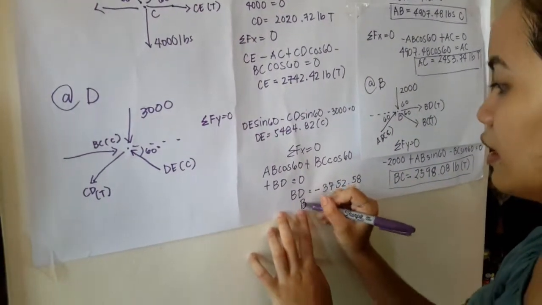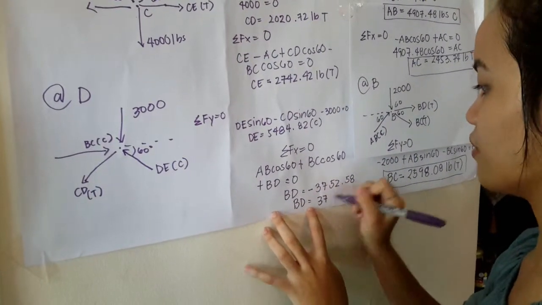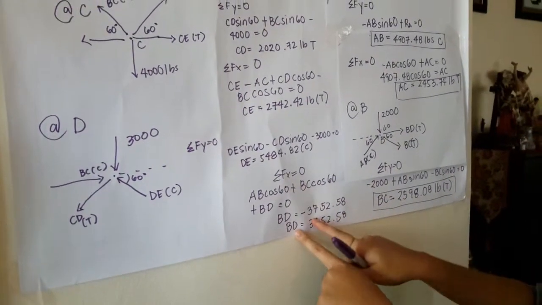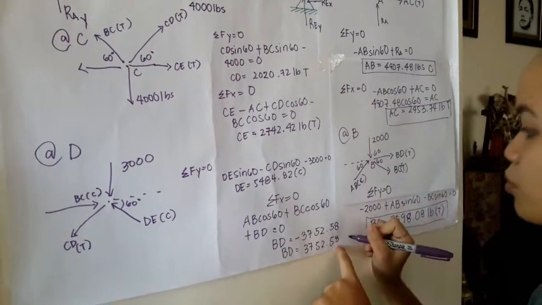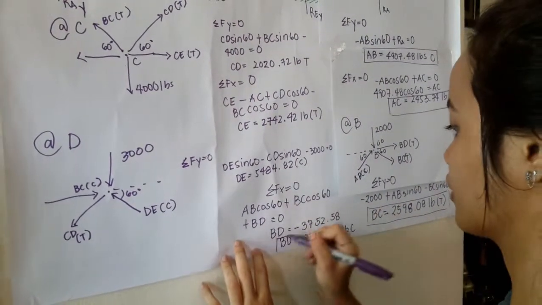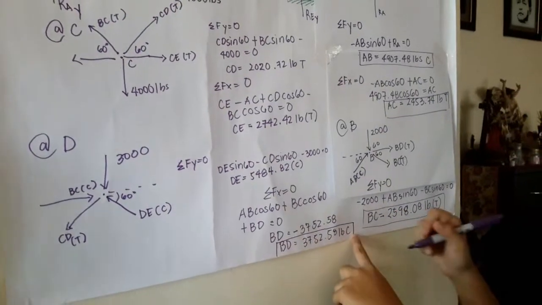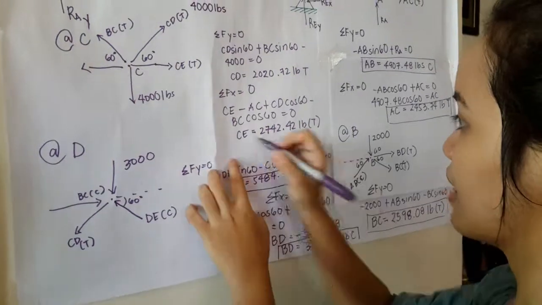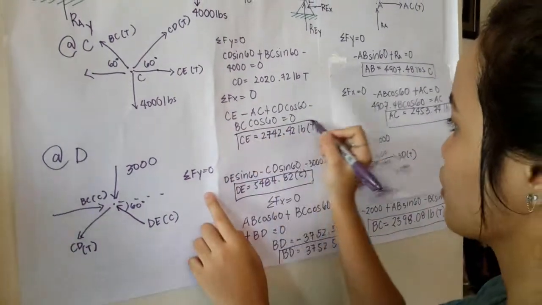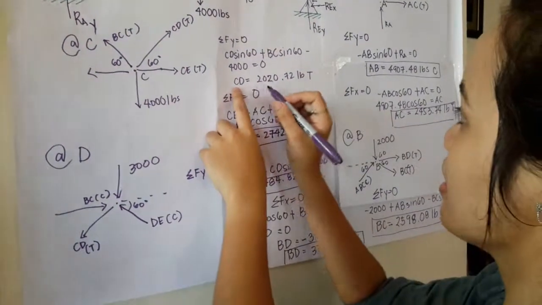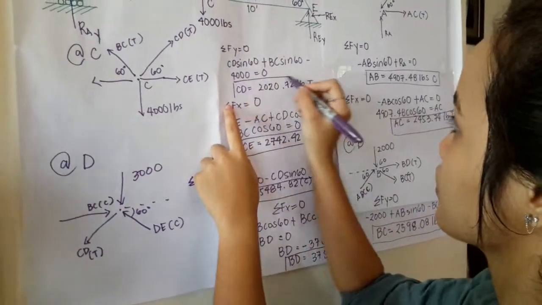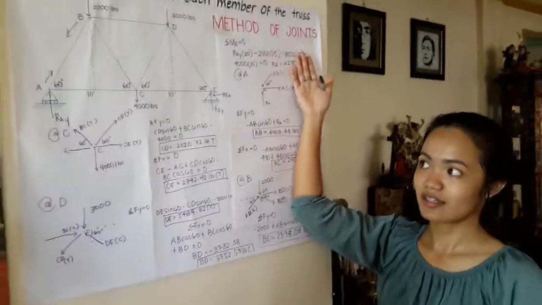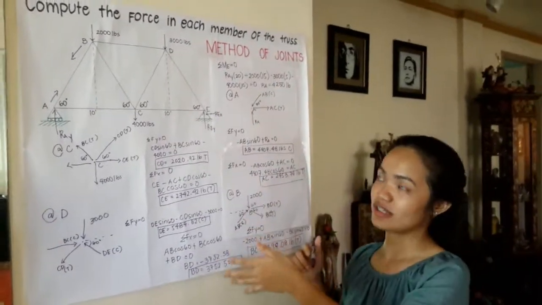So what I will do is to change that to positive and change BD, which is in tension, into compression. So that is the correct answer. So BD in compression, and then DE positive value, so that's also correct in compression. CE positive value in tension, correct. And CD positive value, so that's correct. So that is how you solve method of joints using summation of forces and summation of moments.